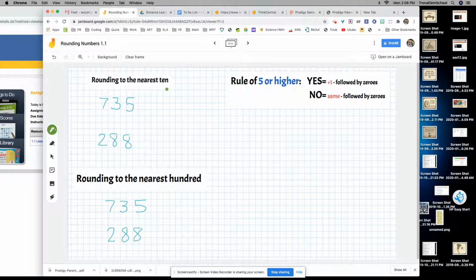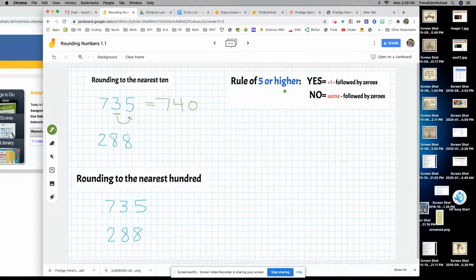So, rounding to the nearest 10, oops, I already started wrong. Erase. Very important. You want to underline the right number. If I'm rounding to the nearest 10, I'm underlining that 10's number, right? Looking to the right, I'm looking at 5. Is it 5 or higher? The answer is yes. So my 10's number goes up. So instead of 3, it's going to be a 4, right? So 7 stays the same, 3 becomes a 4, and the 5 will become the 0.